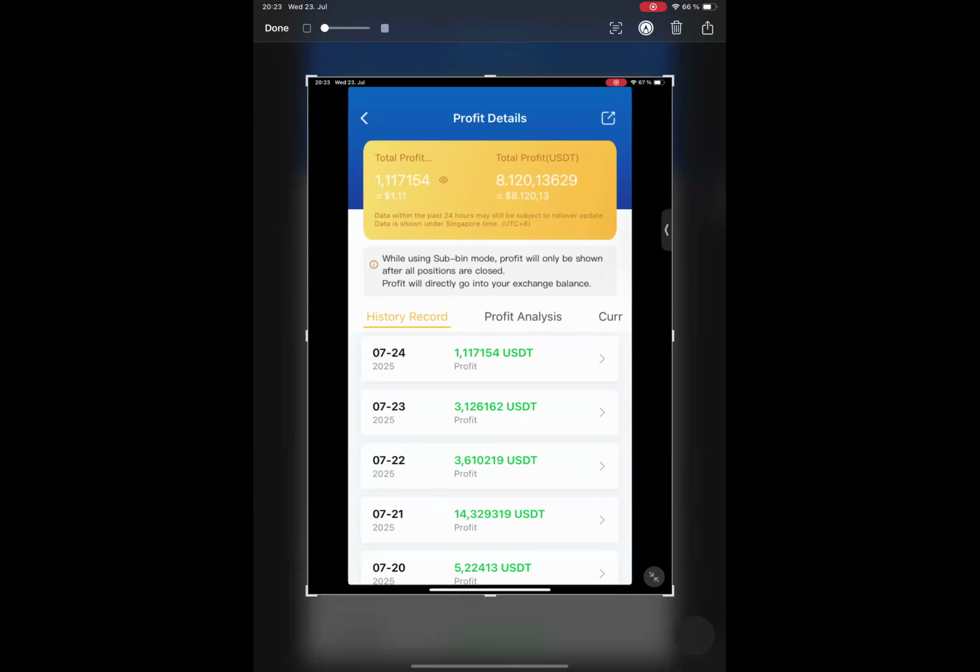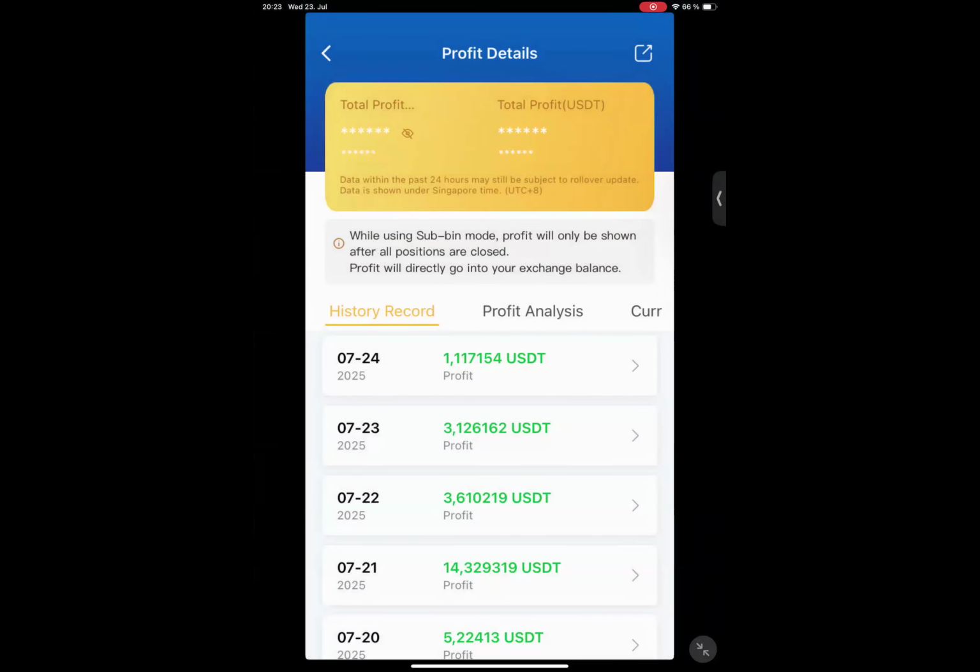All right. So total profit, this is for the day. This is where you see the daily one displayed and the cumulative one, that is the total. You see it here. Now, you can simply tap on the eye and it will prevent people from seeing your actual figures. Once you tap on it, it will show.